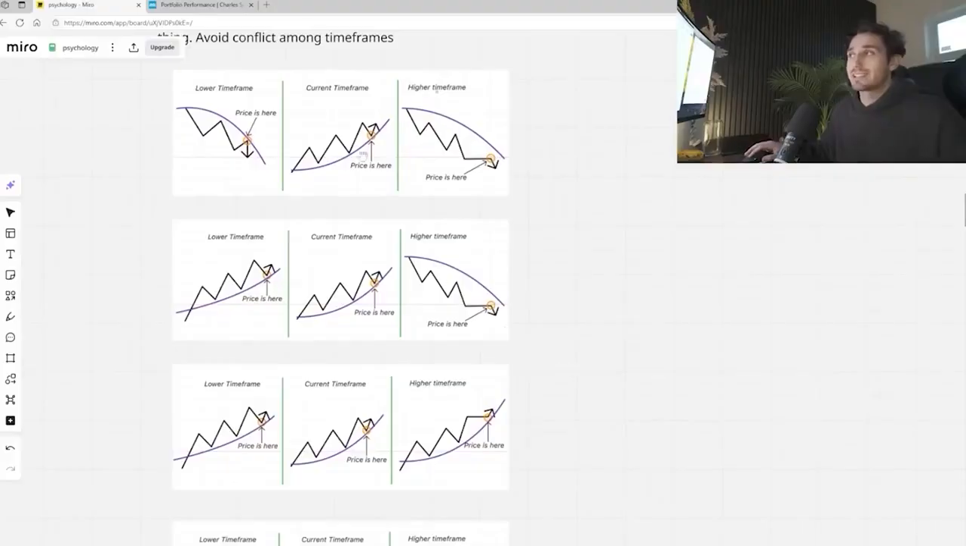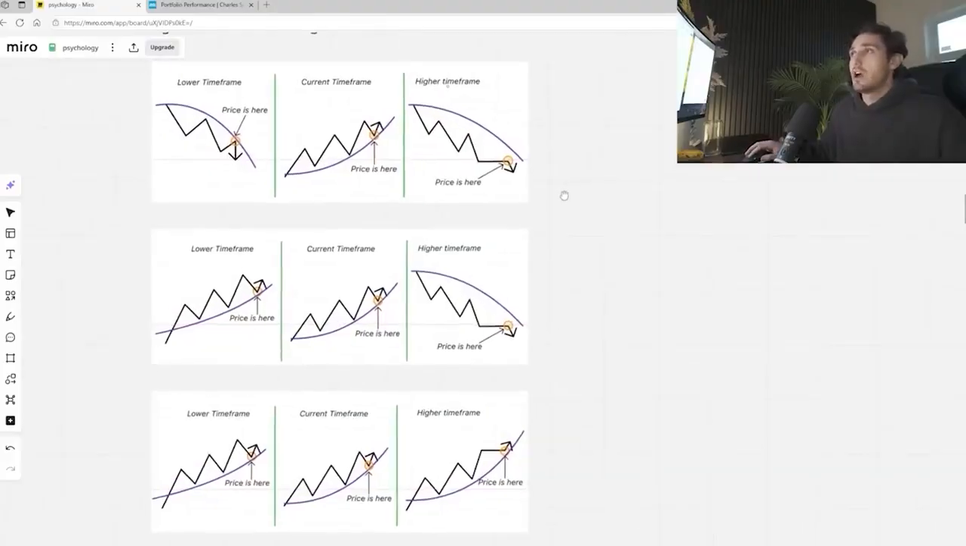And what we're going to be doing is considering and asking ourselves, are we going to take this trade on the current time frame based on what the lower time frame is doing and based on what the higher time frame is doing? So let's look at this first example. What's the current time frame? Well, it looks like we're in a very strong uptrend. We have a rising 20 MA under price, and it looks like we have a buy setup retracement pattern. This looks bullish. It looks like we want to go long on the current time frame.